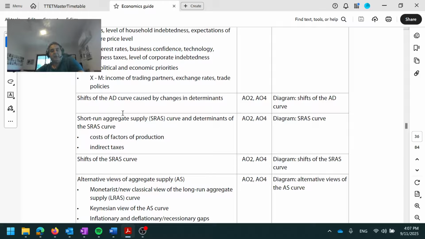And so the things which may cause the SRAS to shift specifically are the costs of the factors of production, so any change in resource prices, in particular wages and energy prices is a great example there, and any changes in indirect taxes would also cause the shifts.